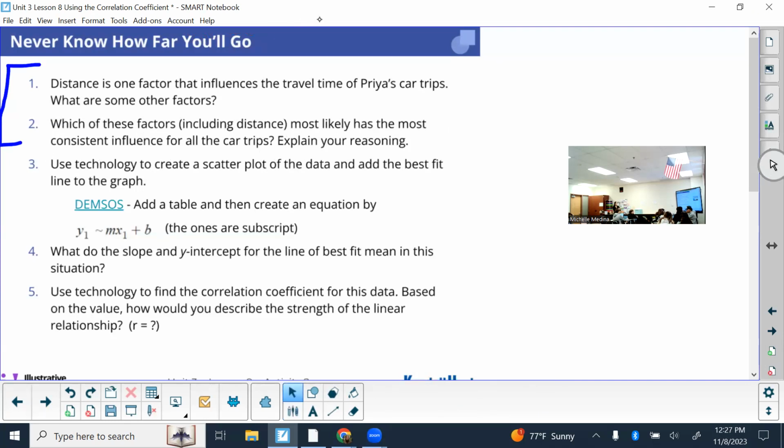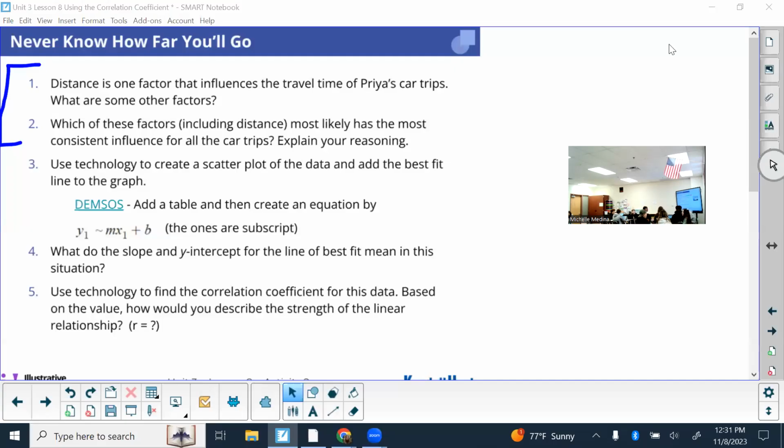Calling you in a second. All right, table 4, give me one factor other than distance that influences travel time. Speed. All right, would you guys agree? Does that affect travel time? Yeah, because if you are speeding, you probably get there faster, even though it might be the same distance.